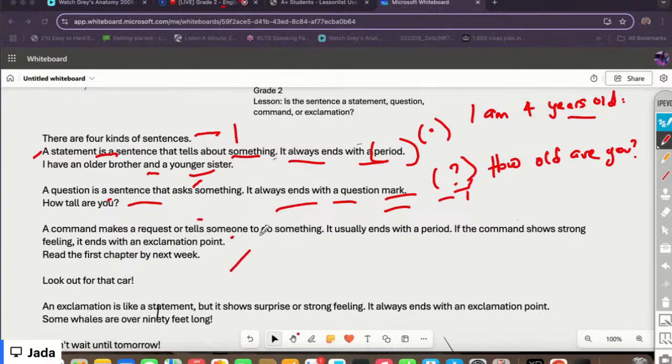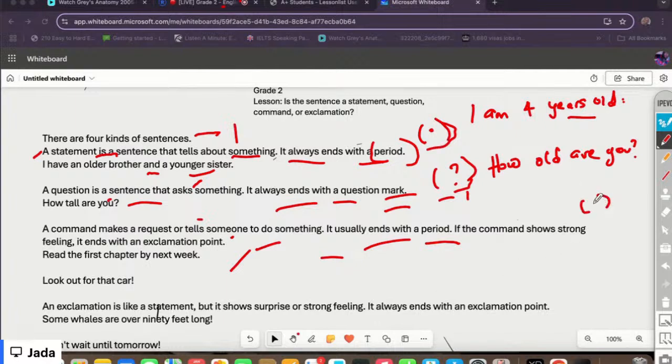So next one we have a command. A command makes a request or tells someone to do something. So it is making a request or it's telling you, do this, do something. So it usually ends with a period. Now, a command could end with a period, just this period over here, or it could end with an exclamation.